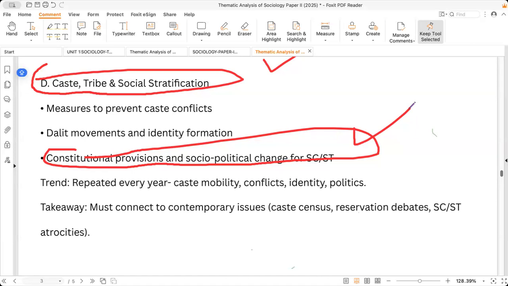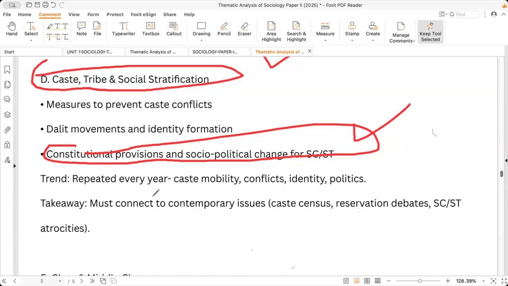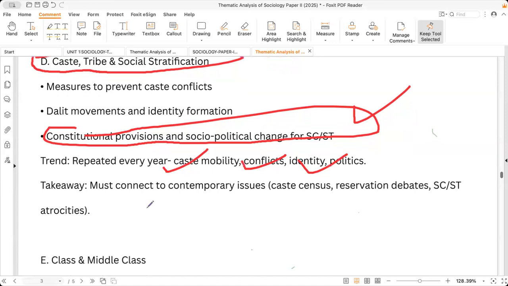Gail Omvedt is one of the main subaltern perspective thinkers in India, and she's also an intersectionalist thinker. She's talking about women. She's talking about the depressed castes as well. She's talking about everything. So this is something you need to understand: you need not see any topic in isolation. Everything is interrelated. So repeated every year: caste, mobility, conflicts, identity politics, every year it is getting repeated.